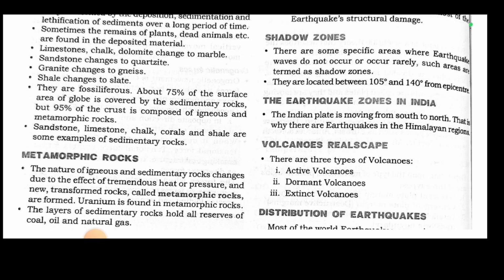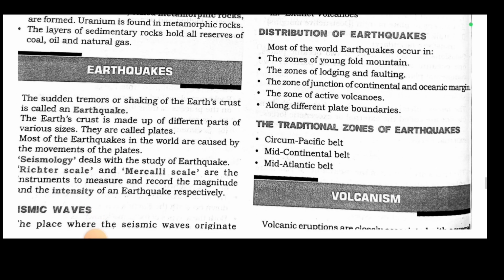The earthquake zones in India. The Indian plate is moving from south to north. That is why there are earthquakes in the Himalayan region. Volcanic landscape. There are three types of volcanoes: active volcanoes, dormant volcanoes, and extinct volcanoes. Distribution of earthquakes.